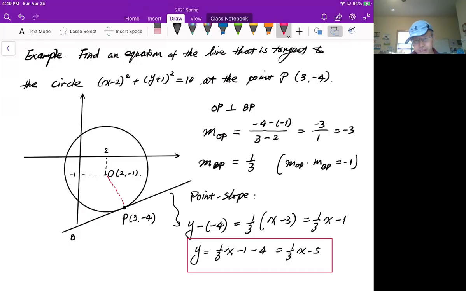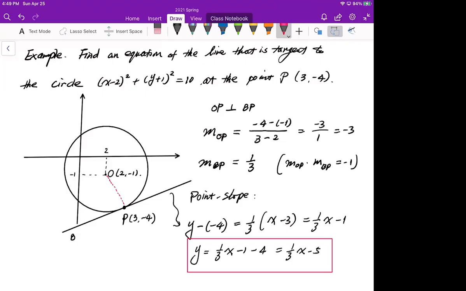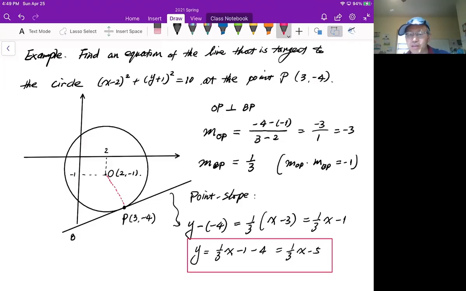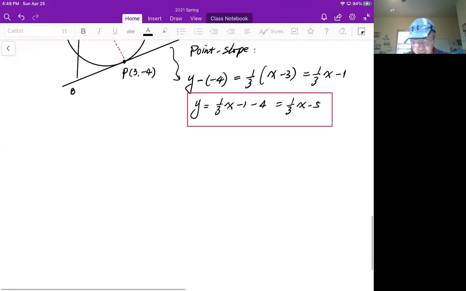Right? So this is a tangent. How to get the tangent line? Okay. How to get the tangent line, right? So I'm going to give you some more examples involving the tangent line. Okay. Next question. We're going to work on the tangent line.